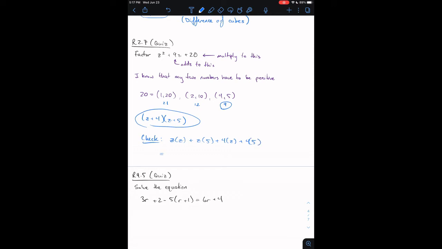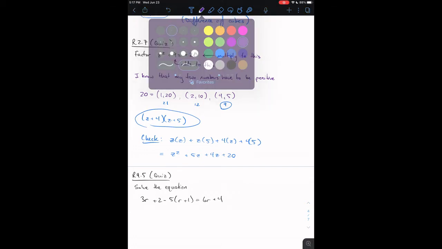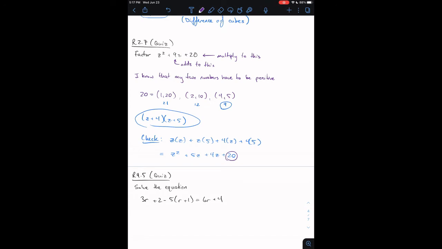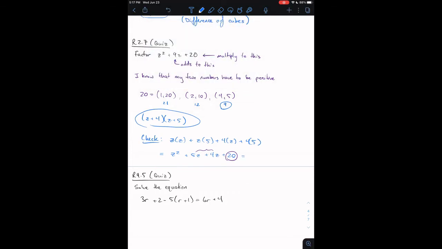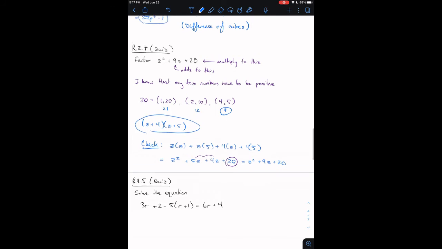And this is equal to z squared plus 5z plus 4z plus 20. And now you can see why I needed two numbers that multiplied to 20 and added to 9, because this is equal to z squared plus 9z plus 20, which is exactly what I wanted. All right, good. We did the right thing.